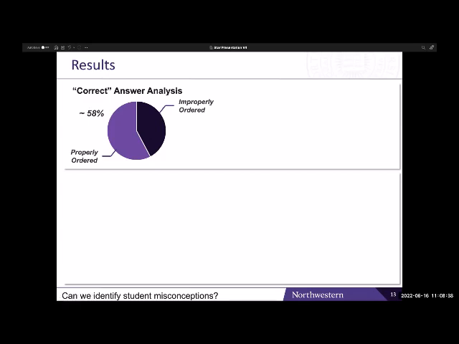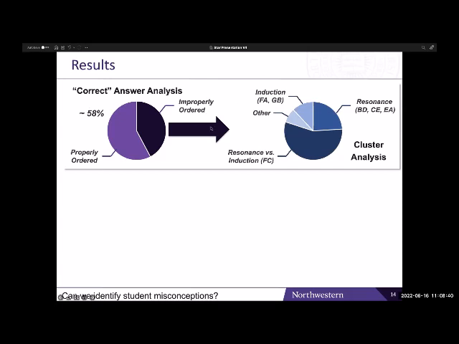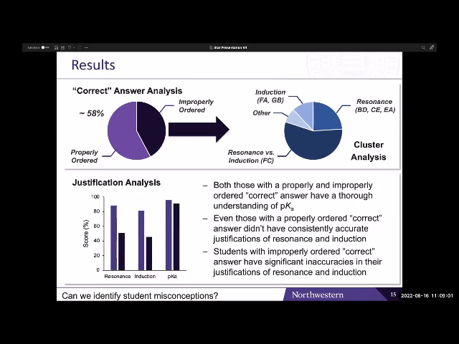So if we go through the improperly ordered responses, we could get an understanding through this cluster analysis of what might be the cause of their improperly ordered correct answer. And we see it's a mixture of several different structural effects that they were taught in the class. But again, justification needs to be analyzed because this isn't enough to know exactly why. What is the misconception that these students have?